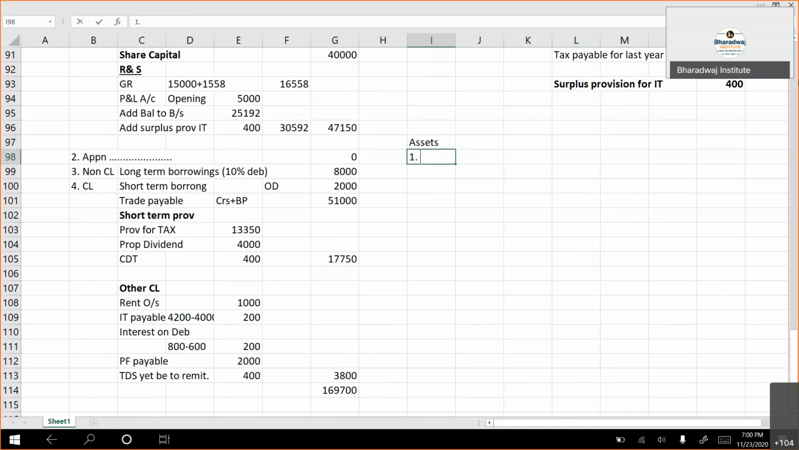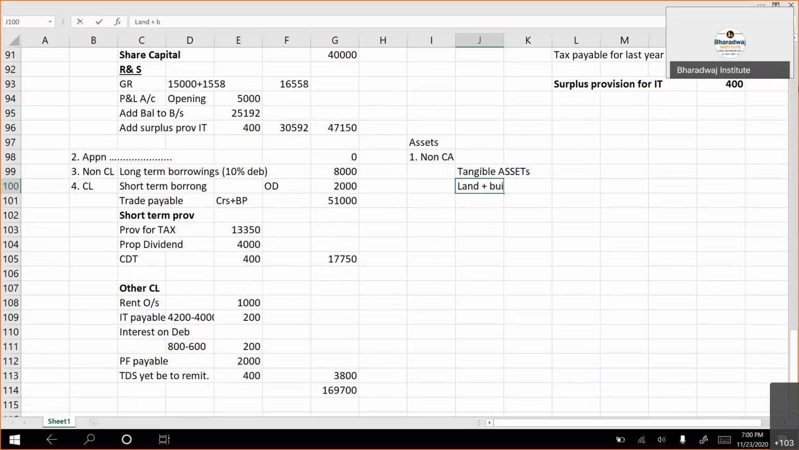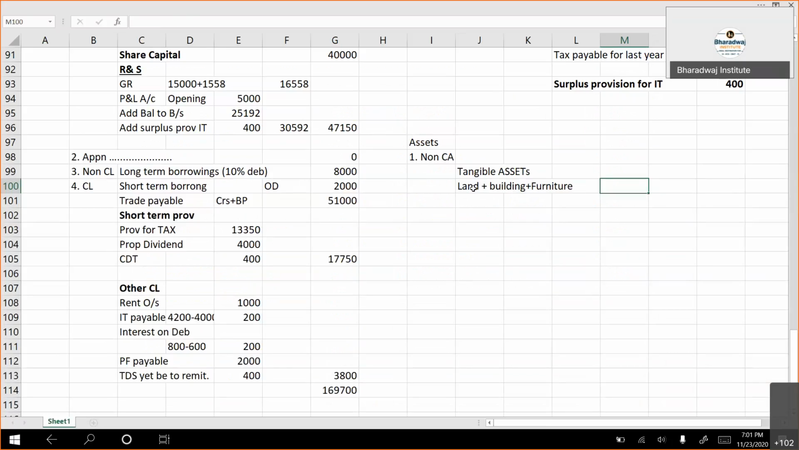Then assets. Okay, number one, non-current assets. Under that, we have tangible assets. What are the things we have to take? Land plus building plus furniture. What is the total? Let us add the cost. Plus machinery also. Add up, what is the total cost?